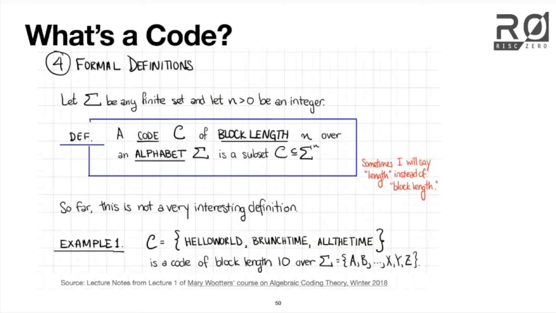So here's a formal definition. A code is basically just a collection of code words of a specific length using a specific alphabet. So there's an example at the bottom. The code consists of these 3 words that are each 10 letters using the standard Roman alphabet, all capital letters.